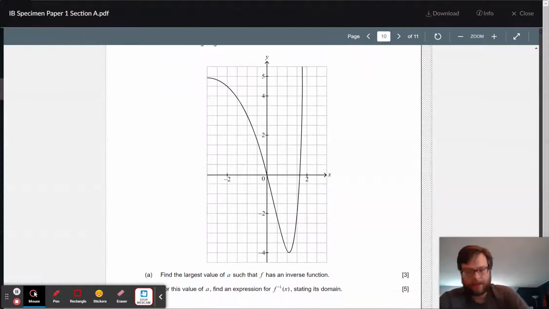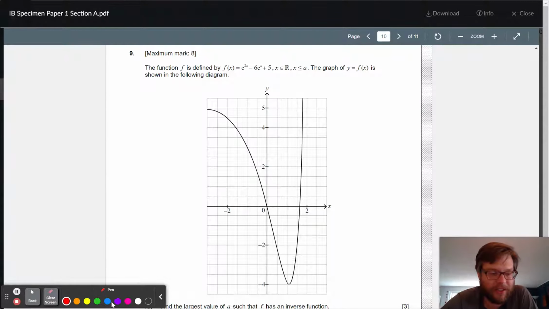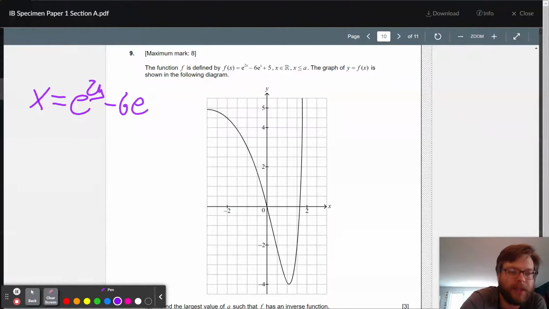Okay, so this is kind of a tricky part. This one took me a second. Because when you do the inverse, you switch your x and your y. And so we can say x equals e to the 2y minus 6e to the y plus 5, and you try to isolate your y.